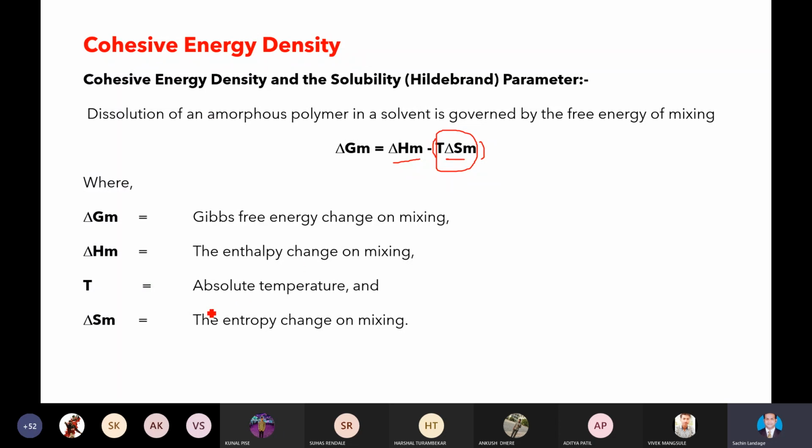That's why it is written that at absolute temperature the process is limited. But if we increase the temperature, even if we have a low entropy value, the fiber will get dissolved. So that is the thing regarding the cohesive energy density.